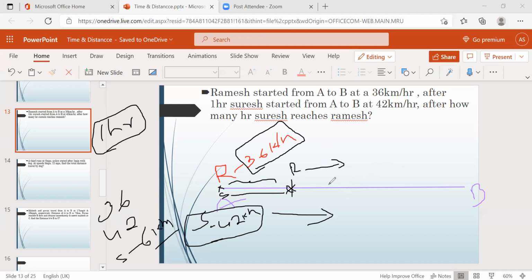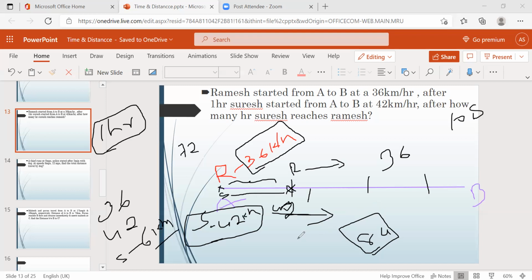So in the next hour, what will happen? After 1 hour, he will reach another 36 kilometers, right? Sorry, 42 kilometers. And in the next 1 hour, he will reach another 36. So see here, first 36 and next 36 is 72. Next 36, 108. That's 3 hours. But here, 2 hours, because he started after 1 hour, right? That means in 2 hours he'll reach 84 kilometers, right?